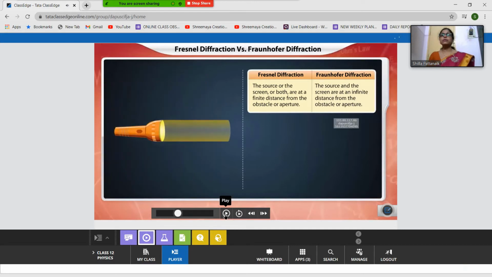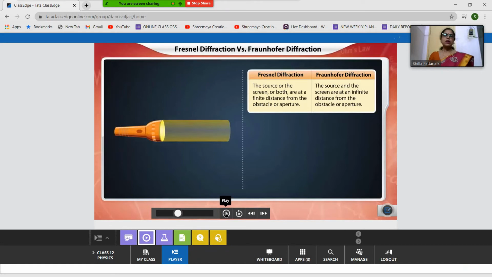Okay, so tell me, for Fresnel diffraction to occur, what type of wavefronts are superposing? Spherical or plane? Spherical. Spherical wavefronts. For Fraunhofer diffraction, what type of wavefronts are there? Plane. Plane wavefronts, because the source is at infinity. For Fresnel diffraction, the source and screen are at finite distance.